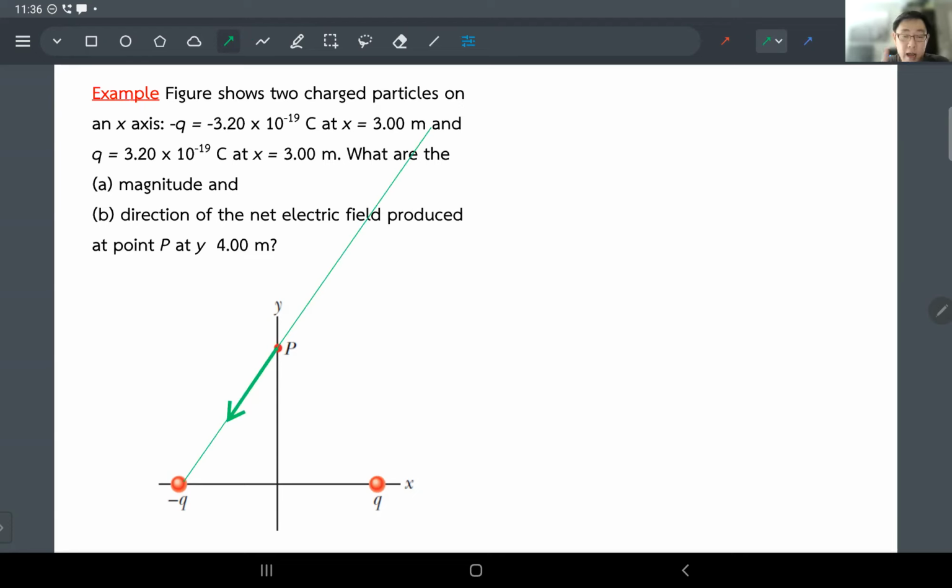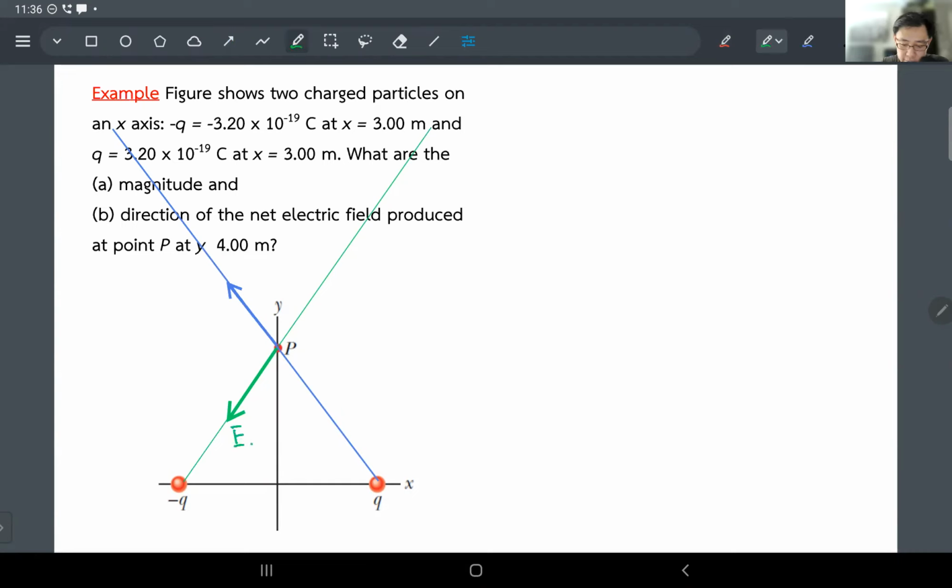Okay, now turn our attention to the positive Q on the right. The positive Q on the right will have electric field pointing radially outward in all directions. But at the position P, the electric field due to this positive charge will point away from it. Cool? Make sense?